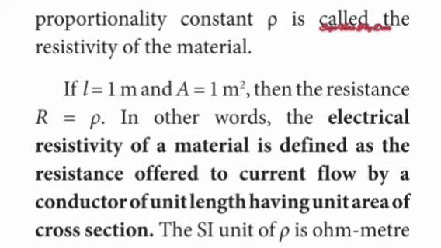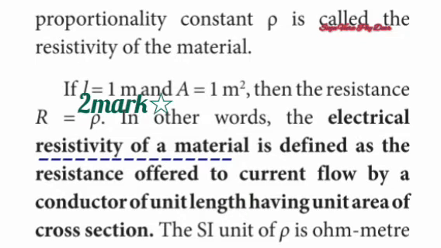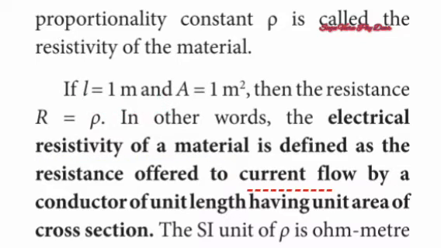If L equal to 1 meter and A equal to 1 meter square, then the resistance R equal to rho. In other words, the electrical resistivity of a material is defined as the resistance offered to current flow by a conductor of unit length having unit area of cross section. The SI unit of rho is ohm meter.